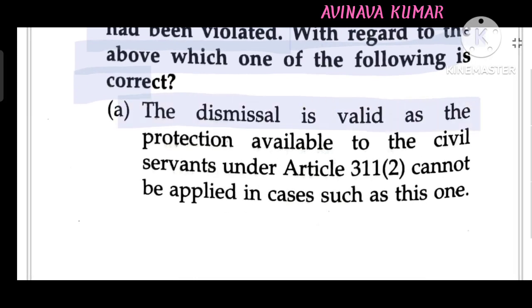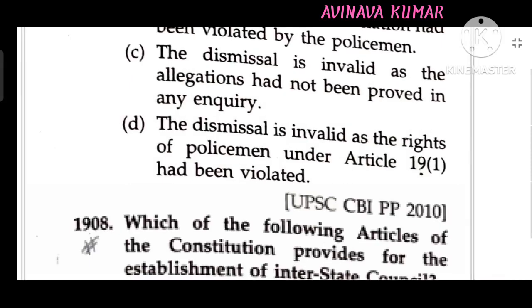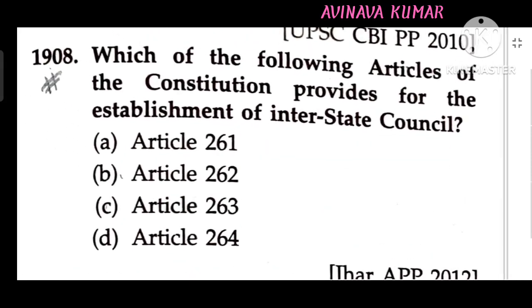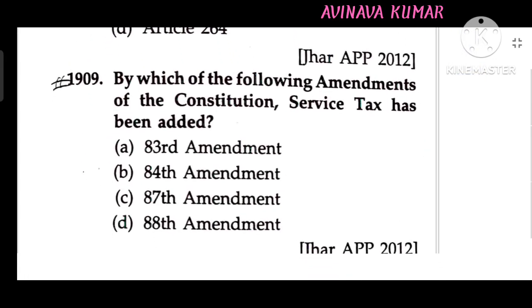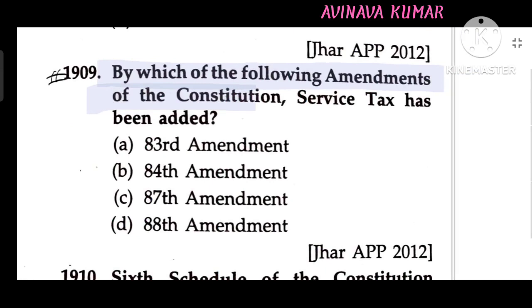Answer: The dismissal is valid, as the protection available to a civil servant under Article 311(2) cannot be applied in a case such as this one. Which one of the following articles of the Constitution provides for establishment of the Interstate Council? Article 263. By which one of the following amendments has service tax been added to the Constitution? 88th Amendment Act.